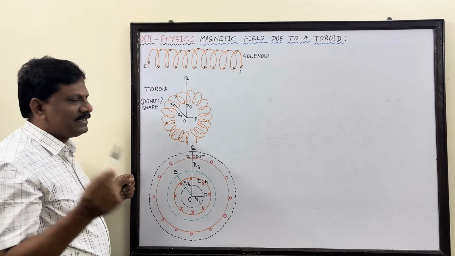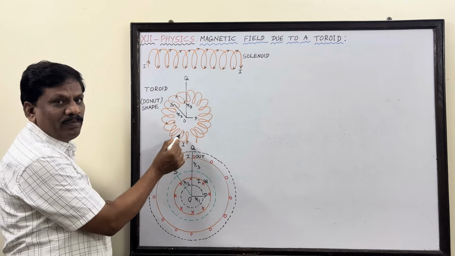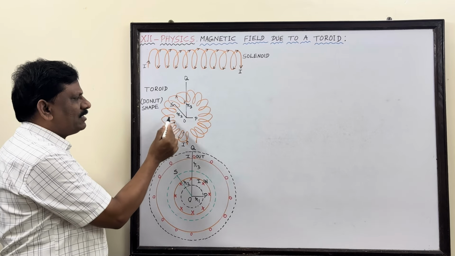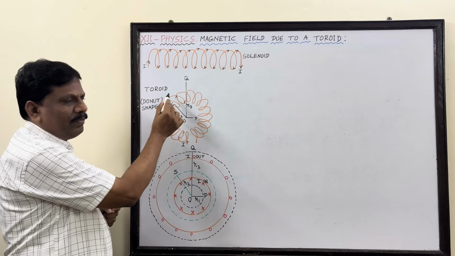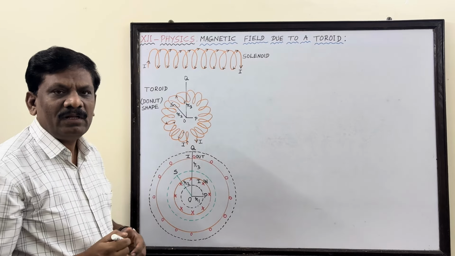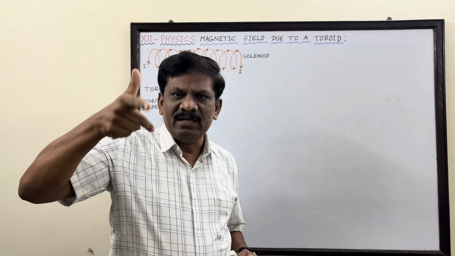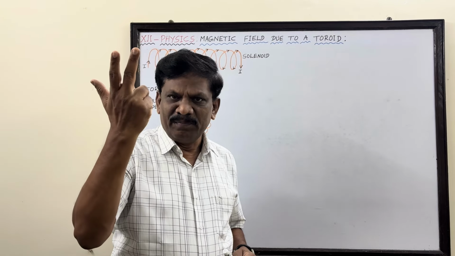And you have to notice that the current I ampere enters through the loop and it passes through each circular loop and comes out in this direction. So in each circular loop, the current is entering inward and coming outward.